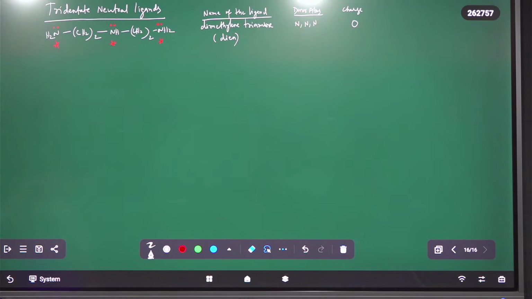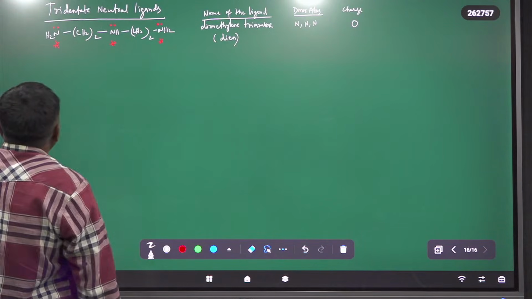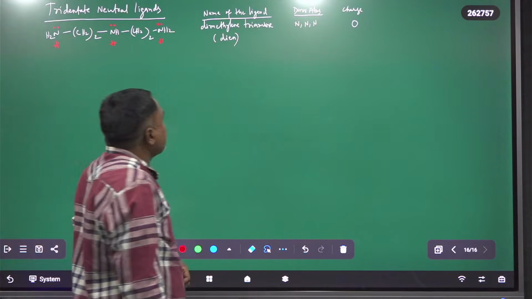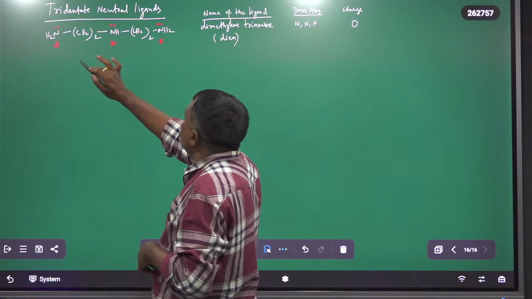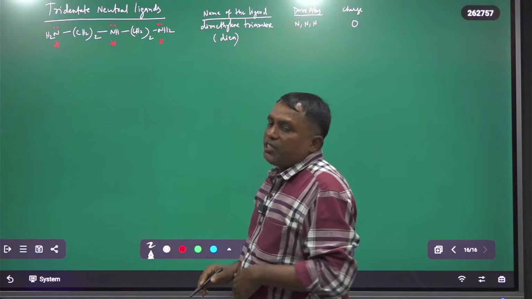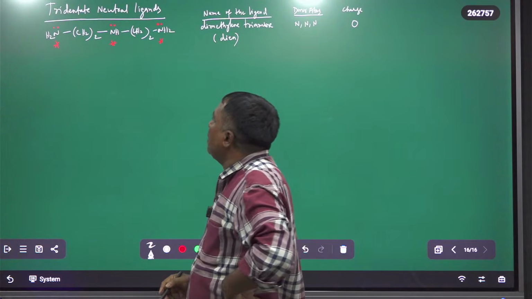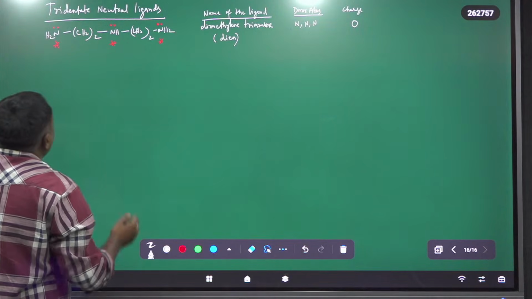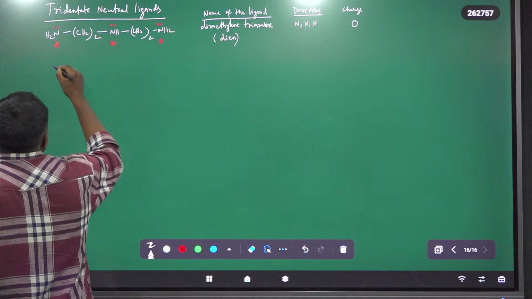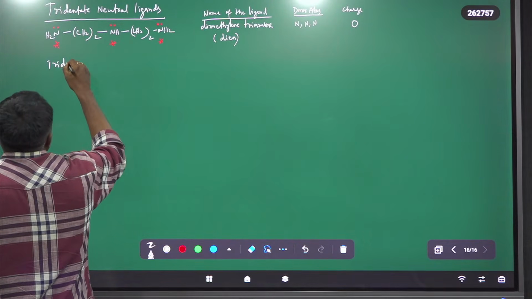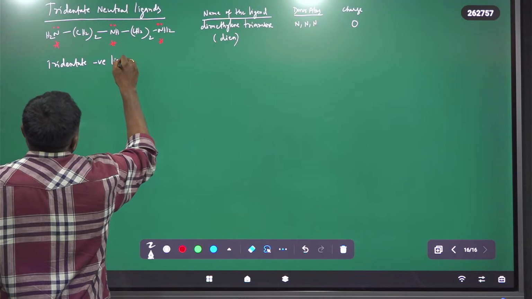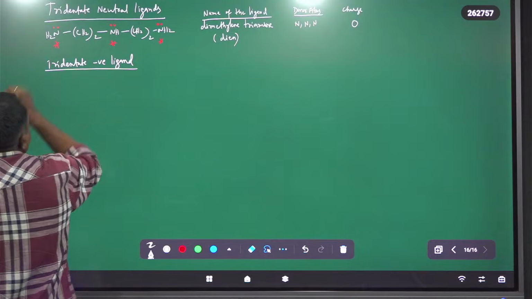After this we have one more now. What will be the tridentate neutral ligand? NH2 CH2 taken twice, NH CH2 taken twice, NH2. So this is the tridentate neutral ligand. And then the tridentate negative ligand. What will be the tridentate negative ligand now? That is the neutral ligand, and this is the tridentate negative ligand.